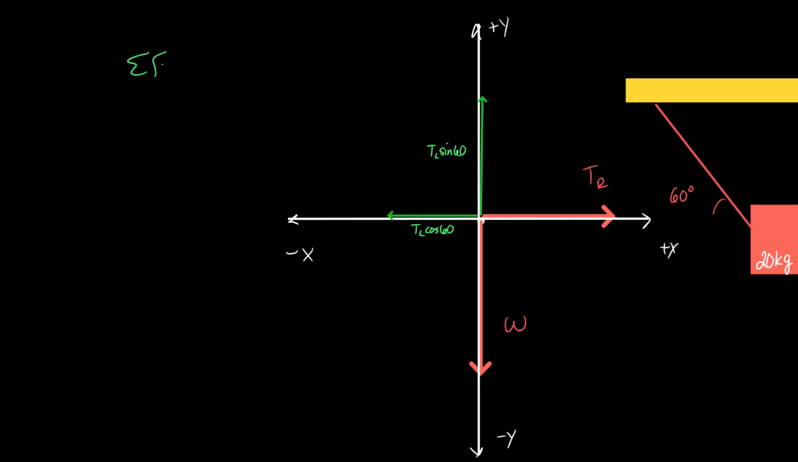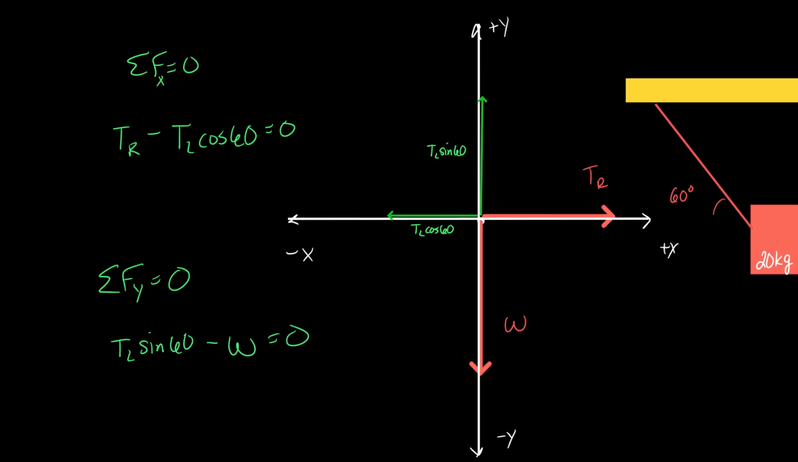It is true, net force equals 0. So I'll do that in the x direction and I'll do that in the y direction. Now all you have to do is pick out the ones that are in the y direction and the ones that are in the x direction. Looks to me like TR minus TL cosine 60 equals 0, and TL sine 60 minus W equals 0. Again, this is how far I'm going to expect you to get tomorrow.